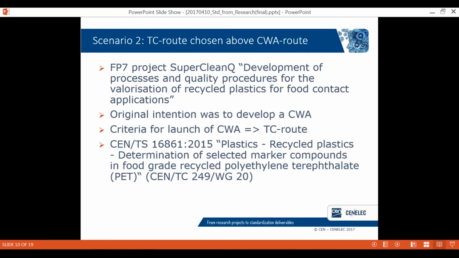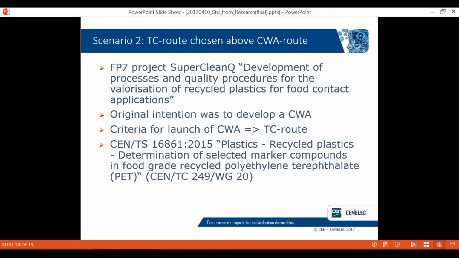Here it was important that NEN, who had been subcontracted by the project to support the standards track, started to talk with the TC at an early stage of the project so that there was no delay incurred in starting the formal processes. As a result, the project was still able to lead to the publication of a new CEN technical specification during its lifetime.